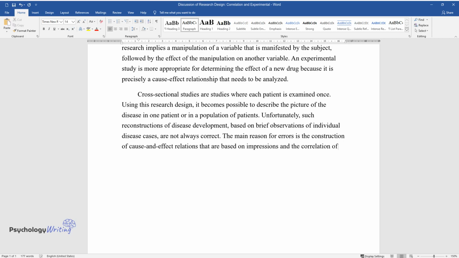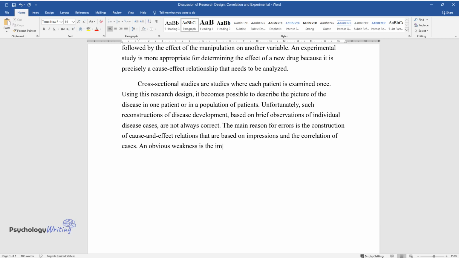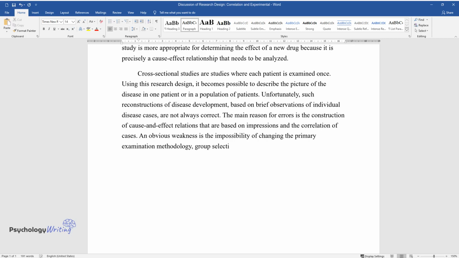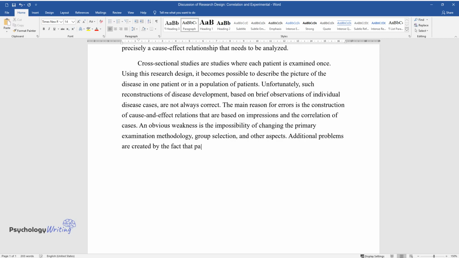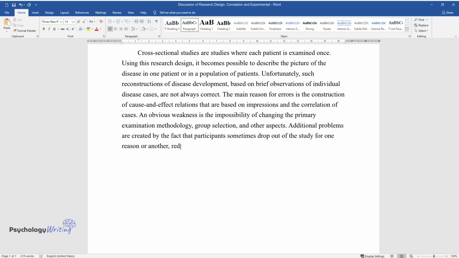The main reason for errors is the construction of cause and effect relations that are based on impressions and the correlation of cases. An obvious weakness is the impossibility of changing the primary examination methodology, group selection, and other aspects. Additional problems are created by the fact that participants sometimes drop out of the study for one reason or another, reducing the sample size and the amount of data collected.